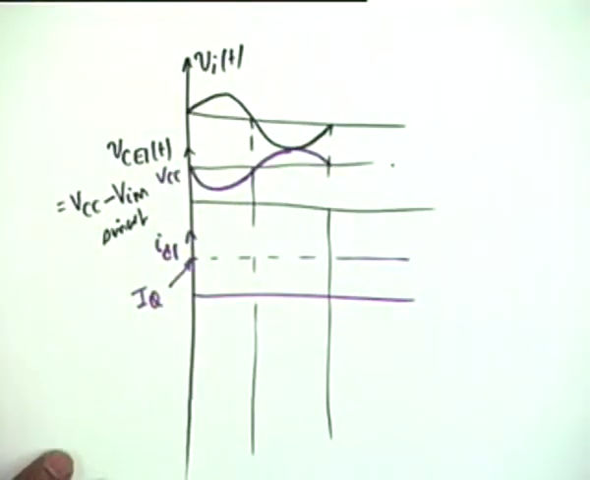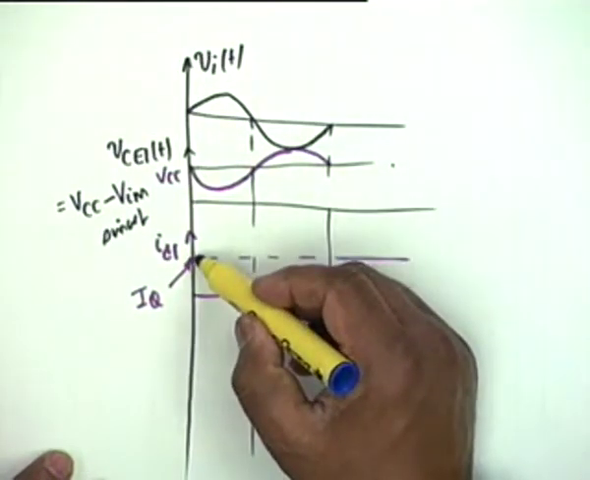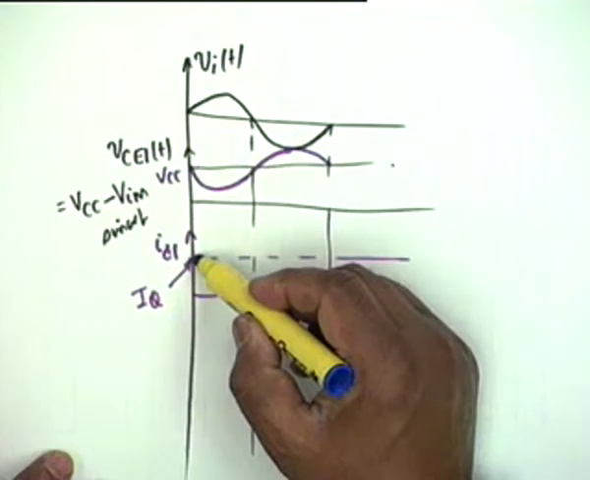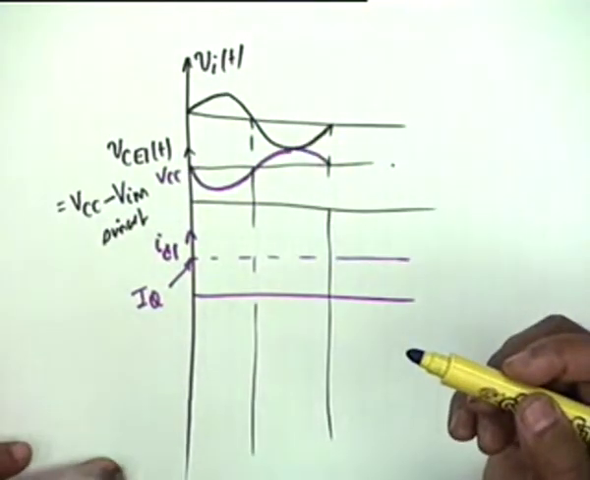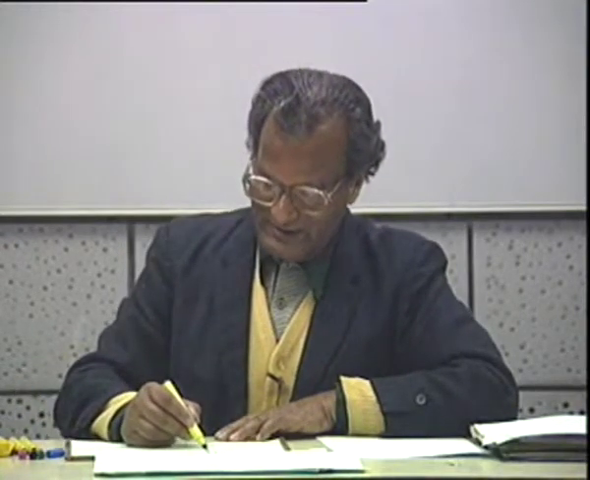IQ, and therefore the current waveform. Now, would the current waveform follow like this, in phase with VI or out of phase? Oh, that's very simple. When the input increases, the current increases. When the base drive increases, the current increases. So it is like this.